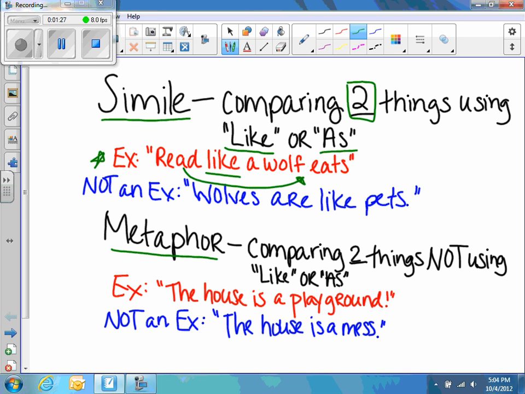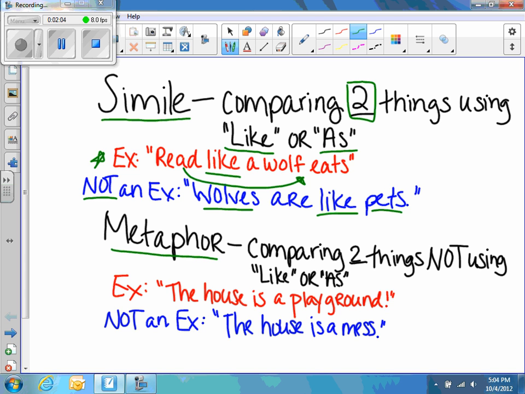Now let's look at not an example of a simile. So we have wolves are like pets. Okay, so we have the word like here. Just because the word like or as are in our sentence doesn't automatically make it a simile. And that's something you need to remember. Just because the author uses like or as doesn't mean it's a simile. You have to break it down. Is there two things being compared? So we have wolves here and we have pets. Now, my question is, are wolves really being compared to pets in the sentence? Not really.